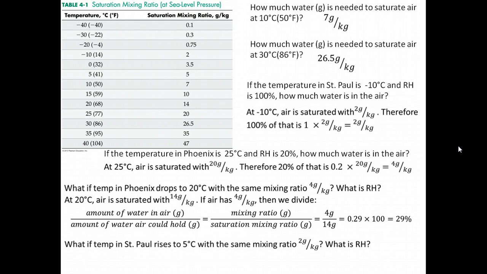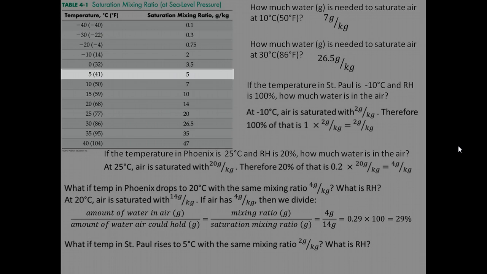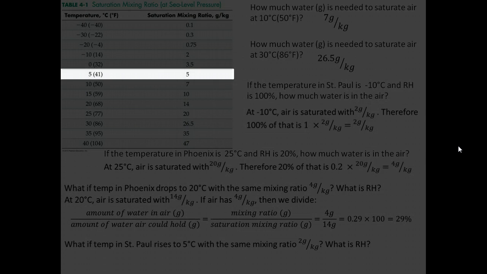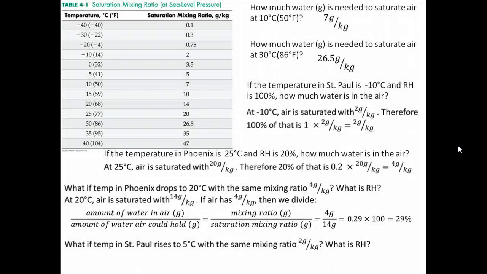What if the temperature in St. Paul rose to 5 degrees Celsius with the same mixing ratio of 2 grams per kilogram? What would the relative humidity be? Well, if you increase the temperature, you're going to increase the capacity of the air to hold water. So at 5 degrees Celsius, now the air can hold up to 5 grams per kilogram of air. I'm getting that from the table.